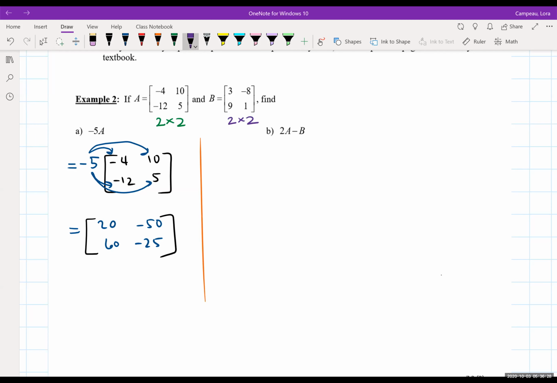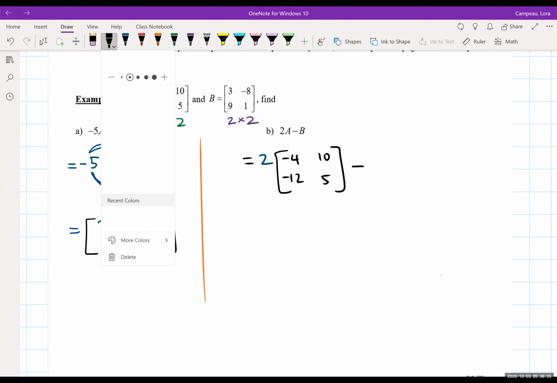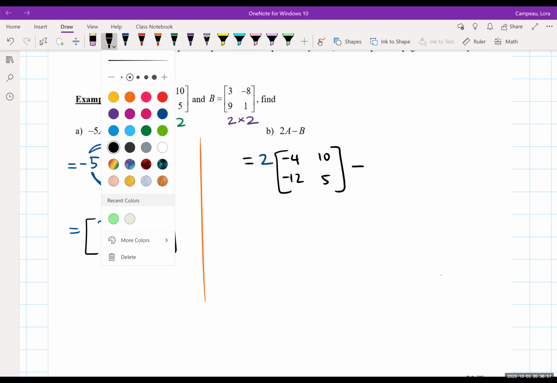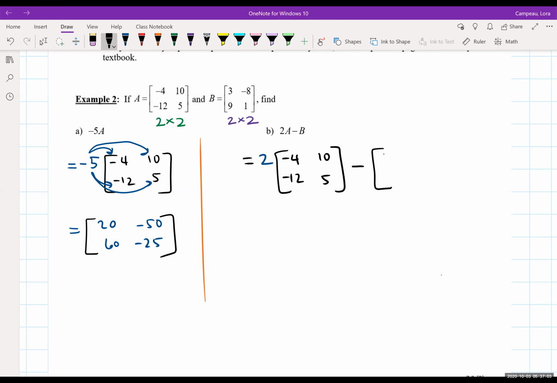So if you don't have a calculator around, what we can do is multiply by hand. We could just say, well, there's a constant times matrix A. So we can take 2 and then write it out. It really depends on what class you're taking, depending if they allow calculators. I like to show both just in case. We are going to subtract off matrix B after we multiply 2 times A. So it's kind of like order of operations in a sense. So matrix B, the elements are 3, -8, 9, and 1.